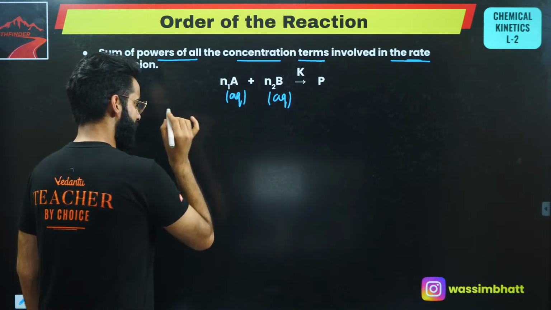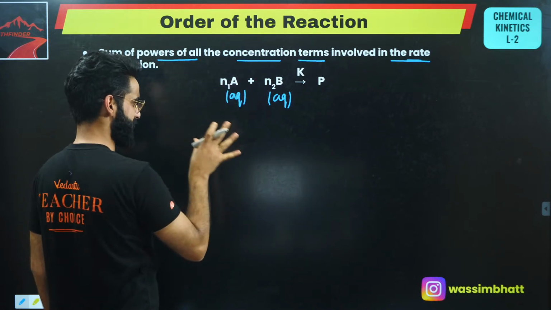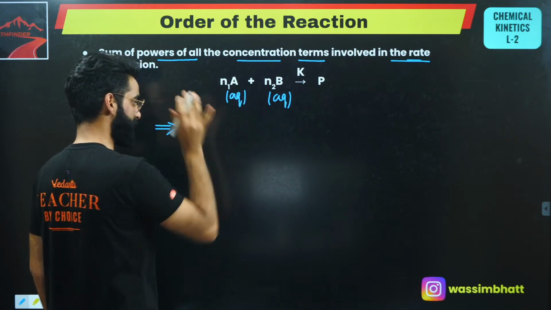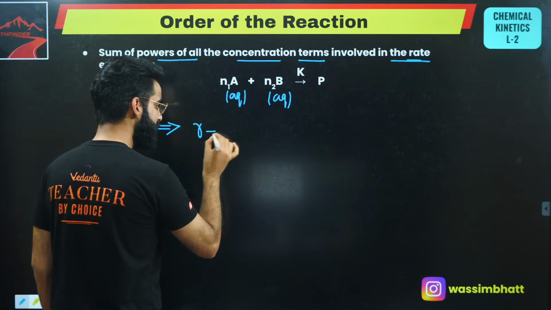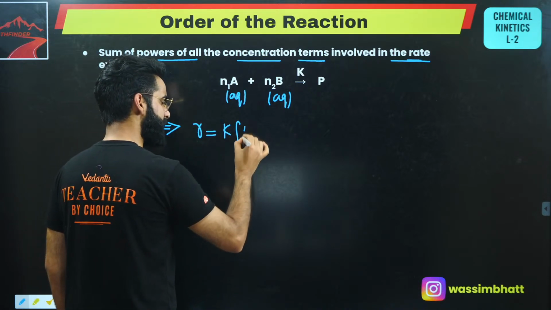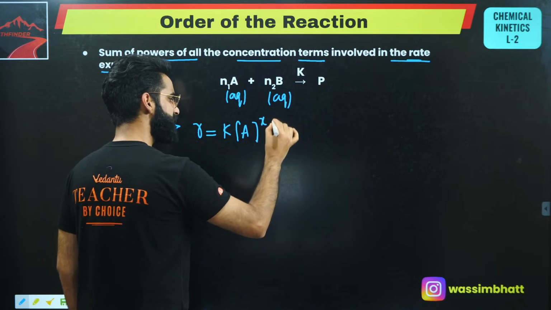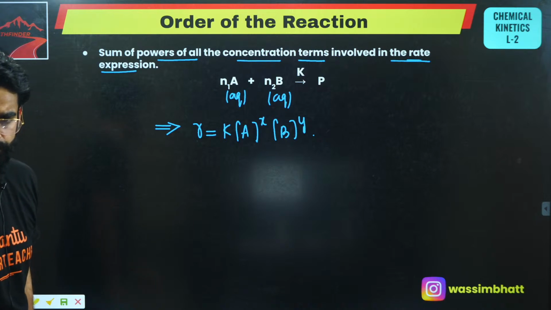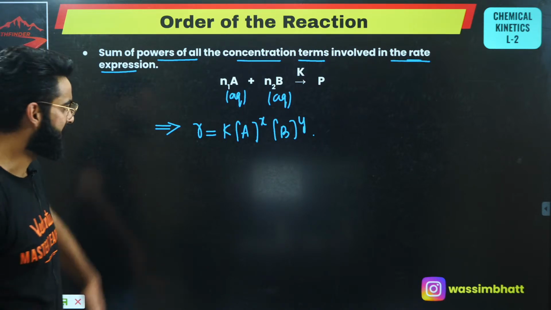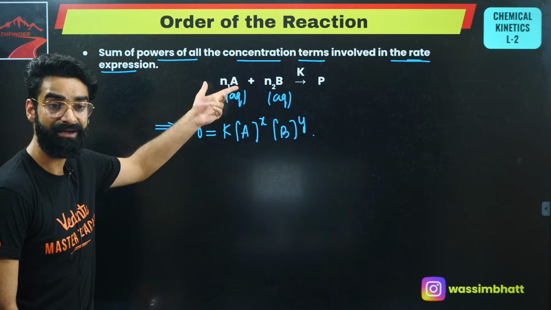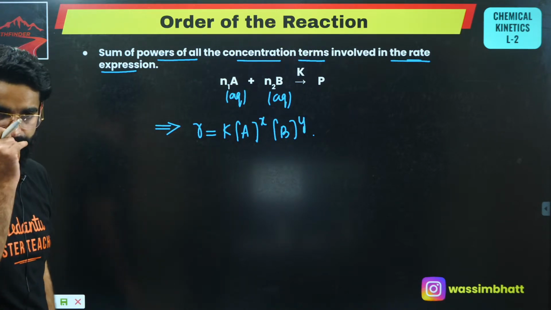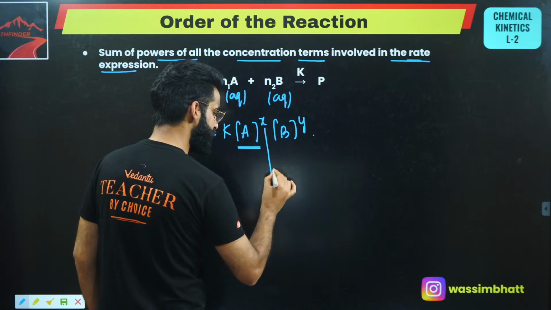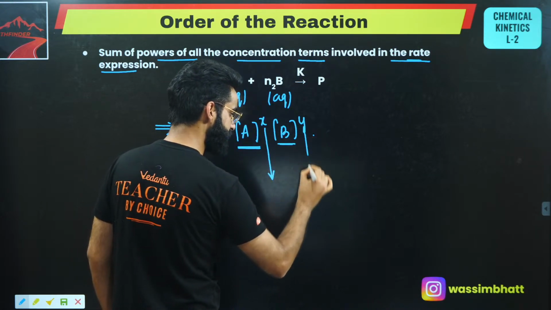If I write the rate law for this reaction, remember, whenever I calculate the order of the reaction, I always write the rate law first. The rate law is R equals K multiplied by concentration of A raised to the power X multiplied by concentration of B raised to the power Y. After writing the rate law, what is the power of this term? It is X. What is the power of this term? It is Y.